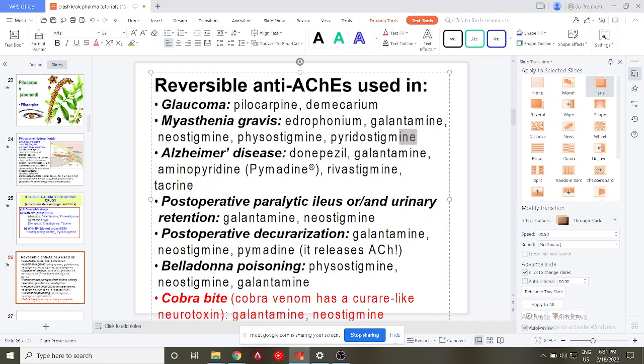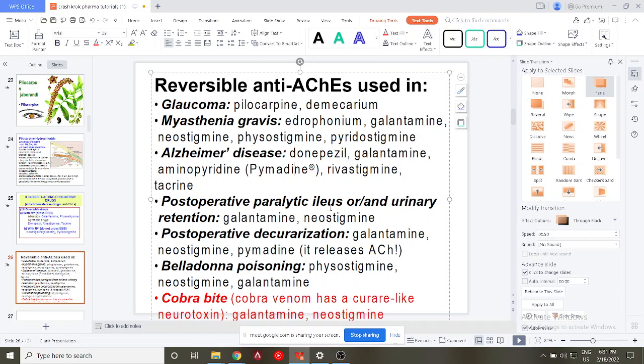You see they all end in MINE. So take note, this is the key for remembering them. They are the MINEs. So galantamine, neostigmine, physostigmine. Also they can be used in Alzheimer's, and also in post-operative paralytic ileus.